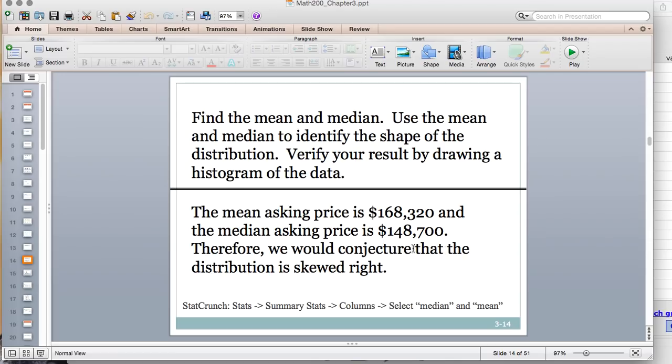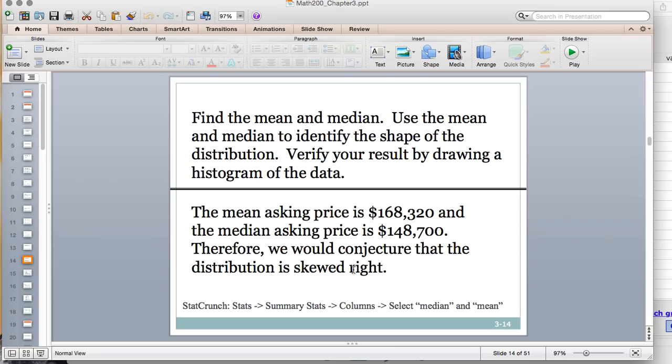Okay, so if we compare the two values, and again, this is how we got these values in StatCrunch. We went to Stats, Summary Stats, Columns, and then we selected the median and the mean at the same time. But if you take a look, the mean is larger than the median, and what you want to keep in mind is that the mean is going to live in the tail of my data, okay? So that means that my tail is going to be on the right since the mean is larger. So what we would actually decide is that the distribution is most likely skewed right.